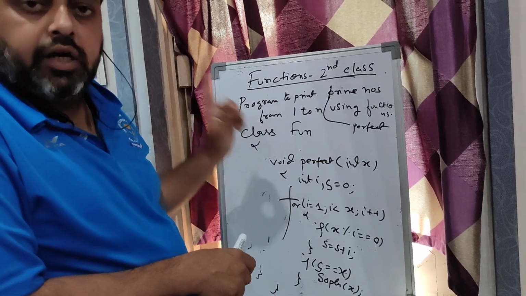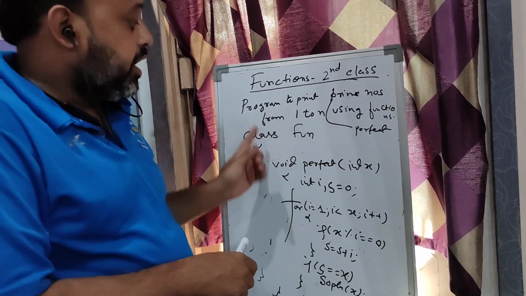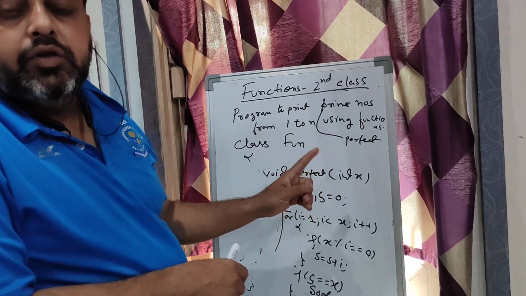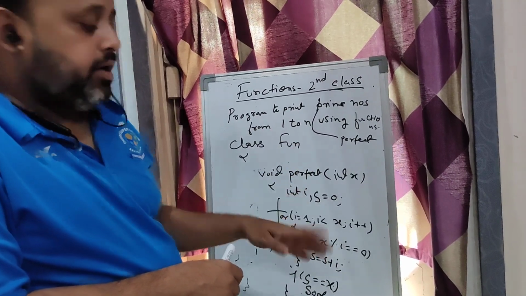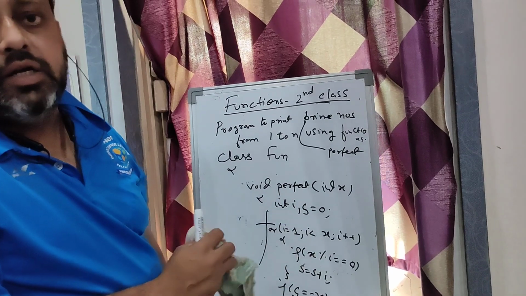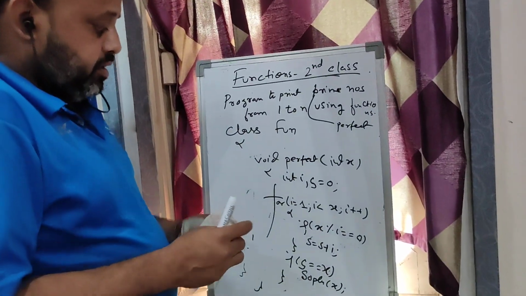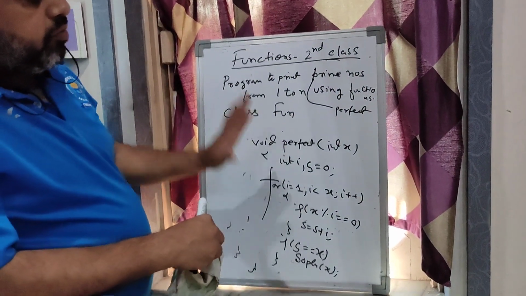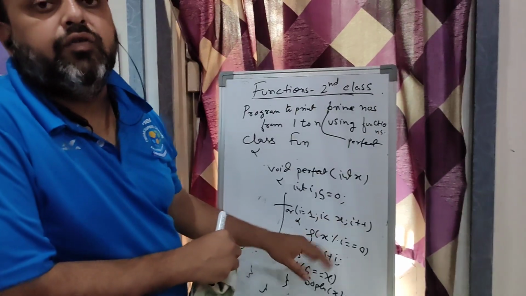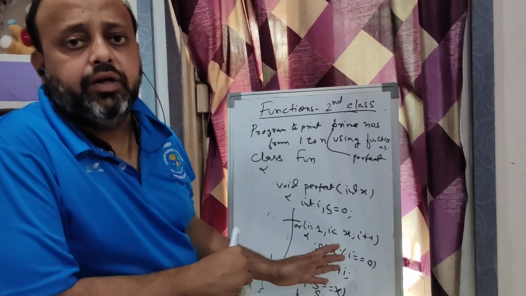Suppose in the main you write start a loop from 1 till n. You start a loop from 1 till n, and then call this method perfect, and you will get the result. We have learned this perfect number in class 9, I am just using it in a different way.